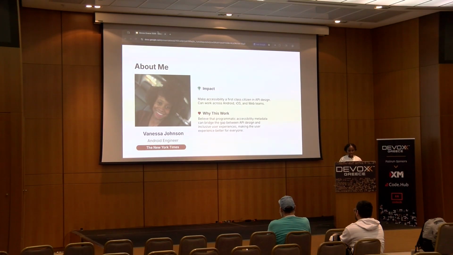But for this presentation, we're looking at the impact of making accessibility a first-class citizen in API design, and have that work across Android, iOS, and web teams. And then the belief that programmatically, accessibility metadata can bridge the gap between API design and inclusive user experiences, making the user experience better for everyone.